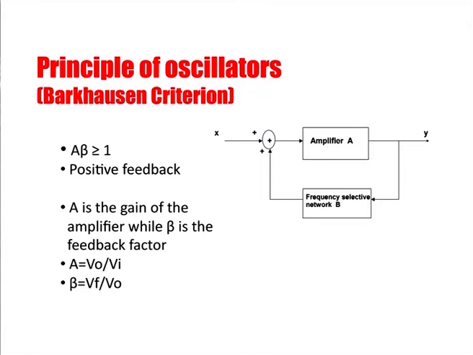When the Barkhausen criteria is once fulfilled in the feedback circuit, there is no need to feed an external input into the circuit. The feedback signal itself acts as the input signal and a repetitive cycle is generated, thus producing oscillations at the output. The gain of the amplifier A can be calculated as the ratio of the output signal to the input signal, whereas beta, the feedback factor, is the ratio of the feedback signal voltage to the output voltage, Vf upon Vo. Whether it is the RF oscillators or the audio oscillators, both are based on the Barkhausen criteria.